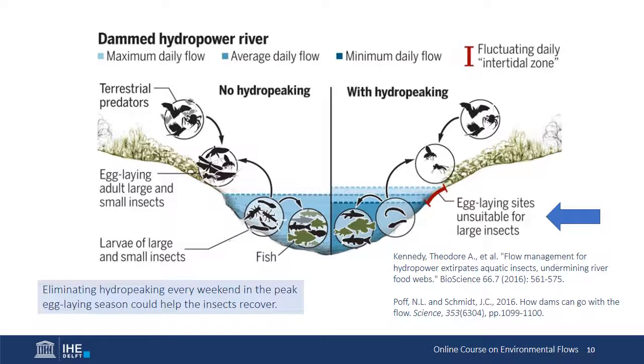The paper by Kennedy referenced on the screen suggests that the impact to insects could be greatly reduced by halting hydropeaking on weekends during the egg-laying season of insects. Weekends are also generally a time of reduced electricity demands. They note that a single female insect may lay hundreds to thousands of eggs, which hatch over a period of days to weeks. So providing stable flows along river margins, even 2 days out of each week, may be sufficient to restore their numbers.